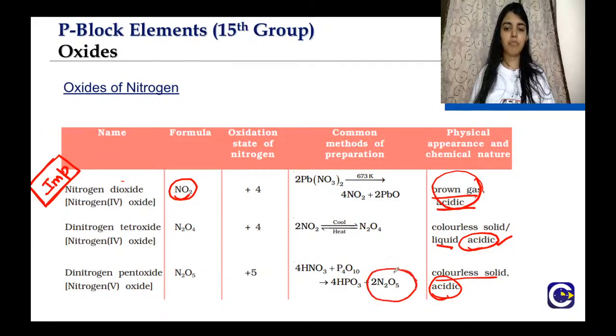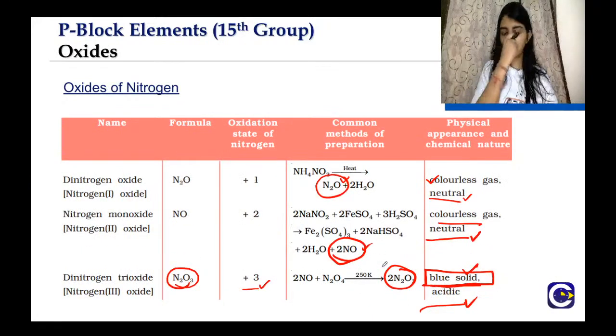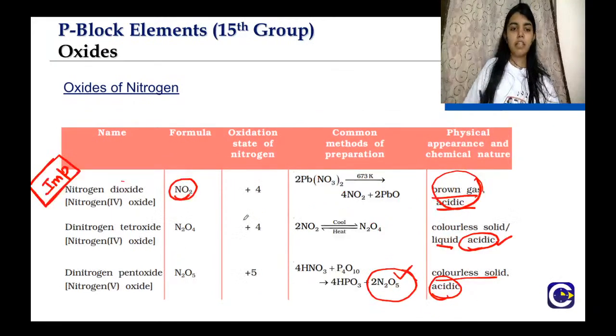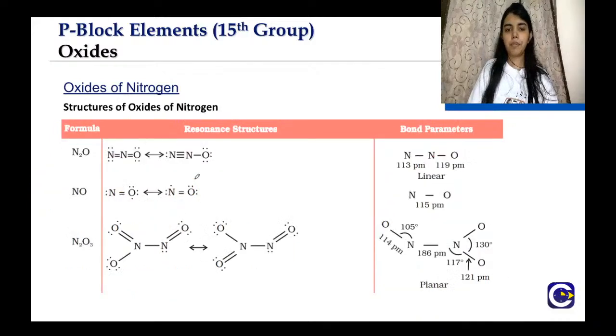So these methods of preparation you don't have to remember. The main points that you have to remember in this particular table are, first, that N2O3 is a blue solid and it is acidic in nature. Second, that the color of NO2 is a brown gas, right? And the third, that N2O4 can be formed by the dimerization of NO2. This much you need to remember from this particular table, and also the oxidation state of nitrogen in various oxides.